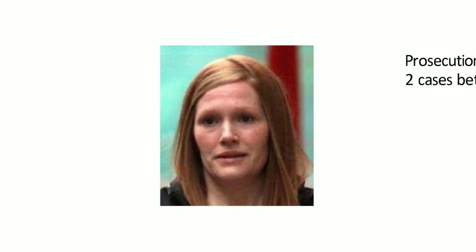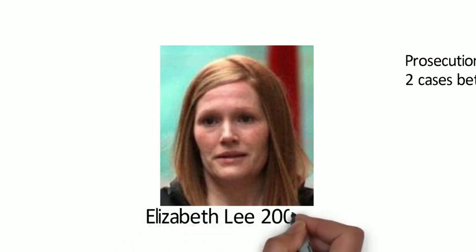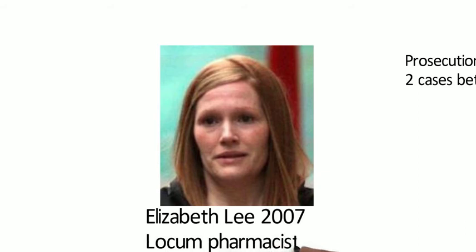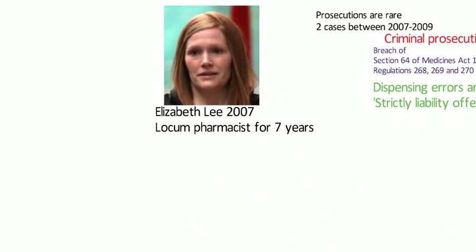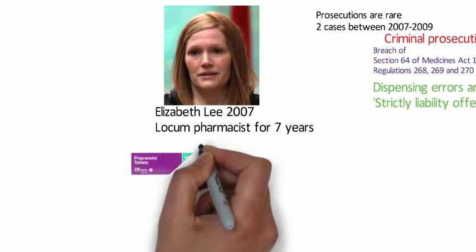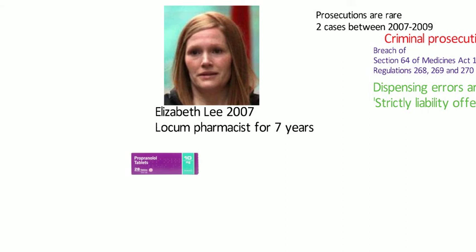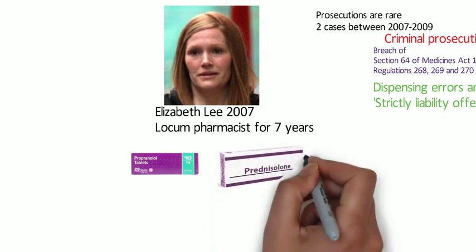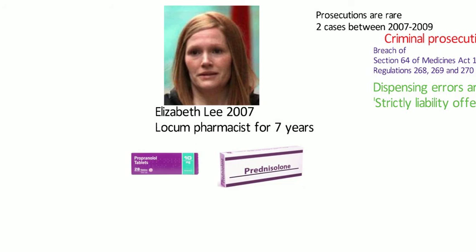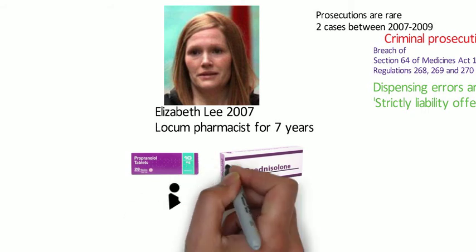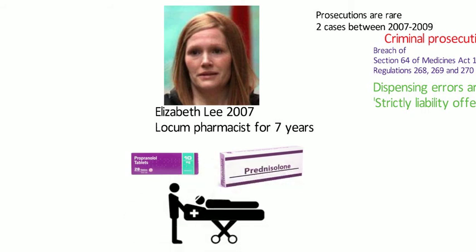So we had a pharmacist, Elizabeth Lee, and in 2007, her case happened. Now, she's a locum pharmacist. She'd been qualified for 7 years, and she dispensed propranolol, which is a beta blocker, instead of prednisolone, which is a steroid, to a 72-year-old patient. Now, the product was prepared by an assistant and checked by Mrs. Lee. The label was for prednisolone, but it was stuck onto a box of propranolol, so the wrong medication was given out. Now, the patient took some of the propranolol and subsequently collapsed. She was hospitalised, but she did recover. She did later die in hospital, but that was from natural causes.